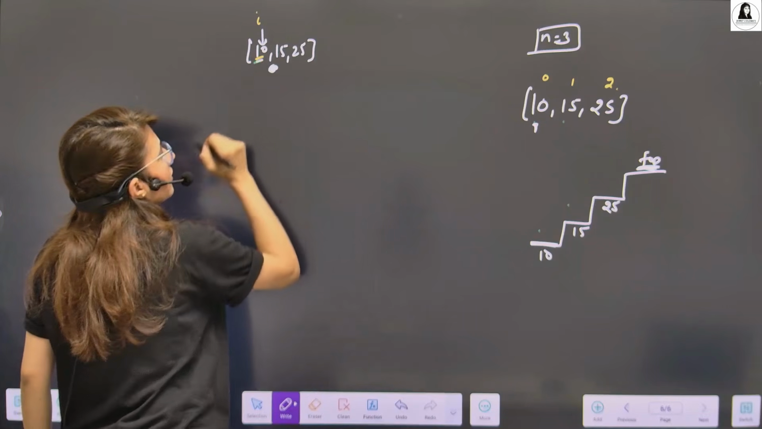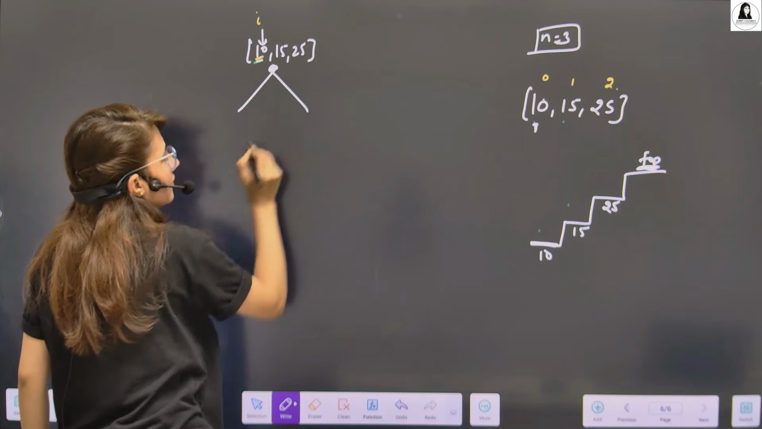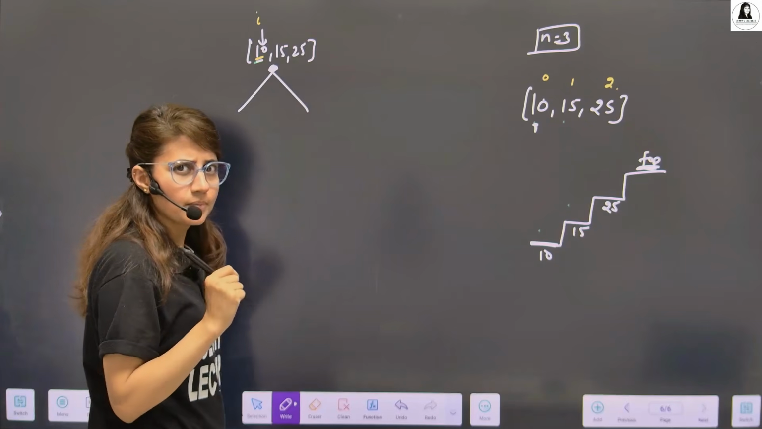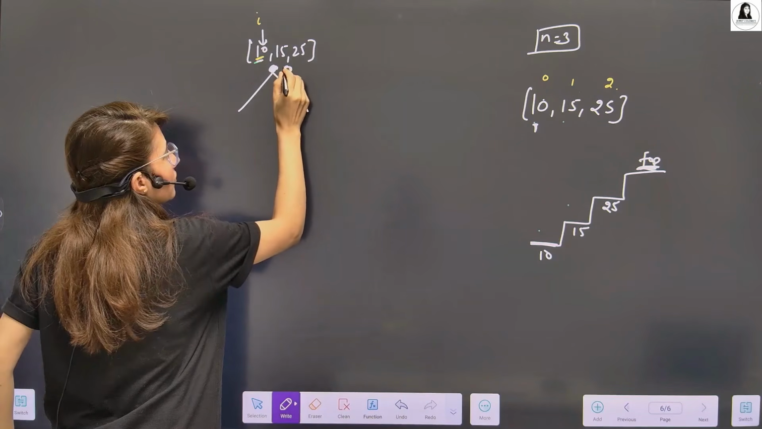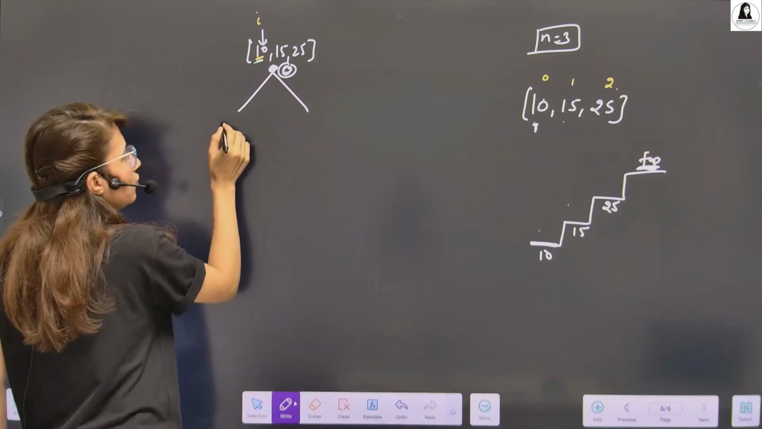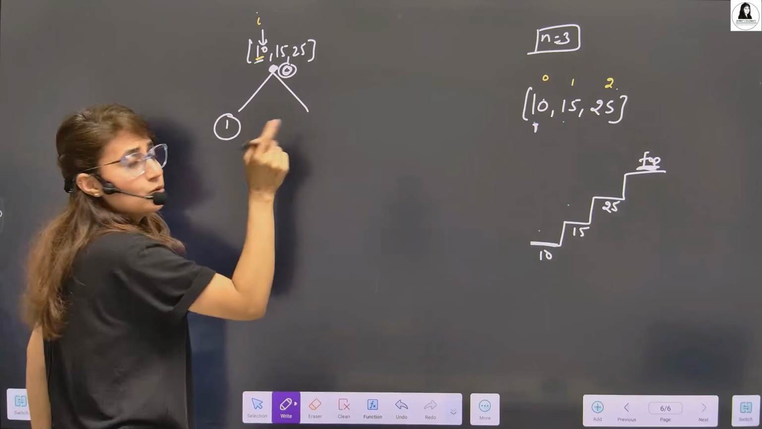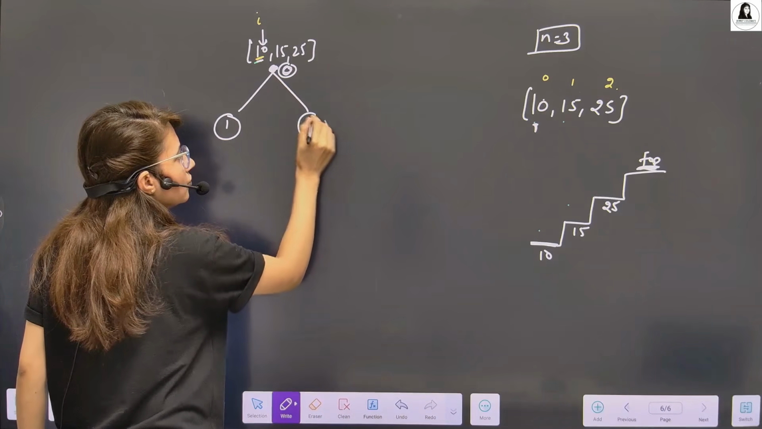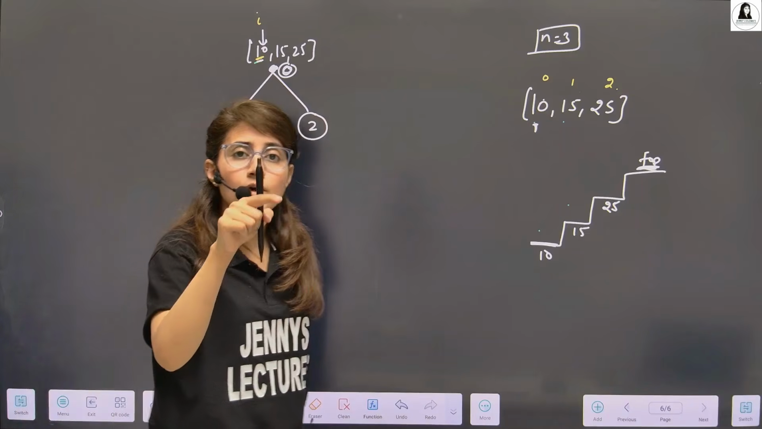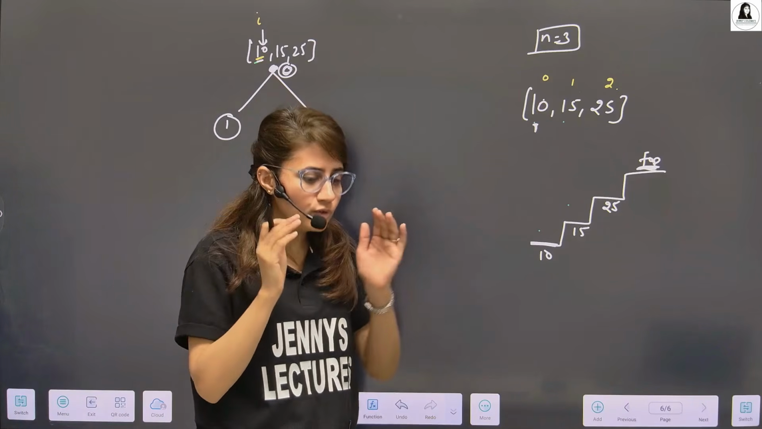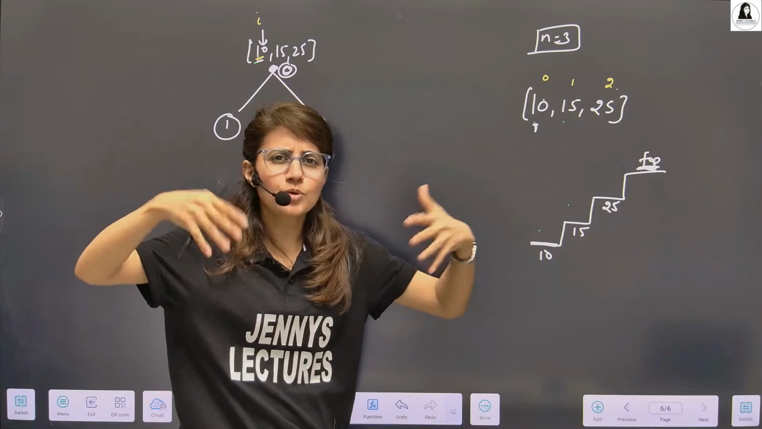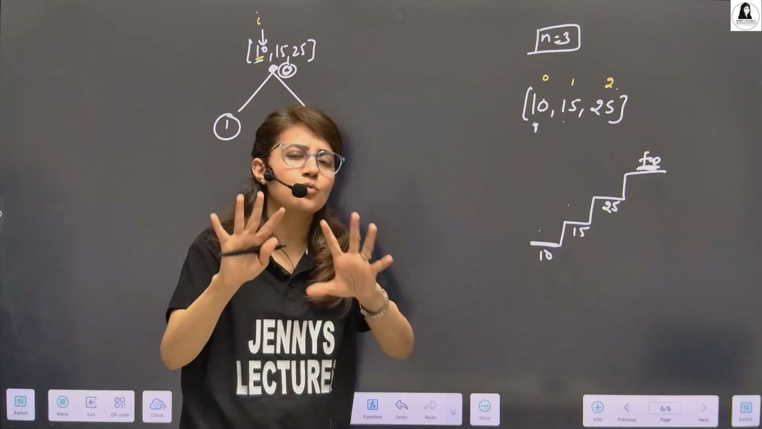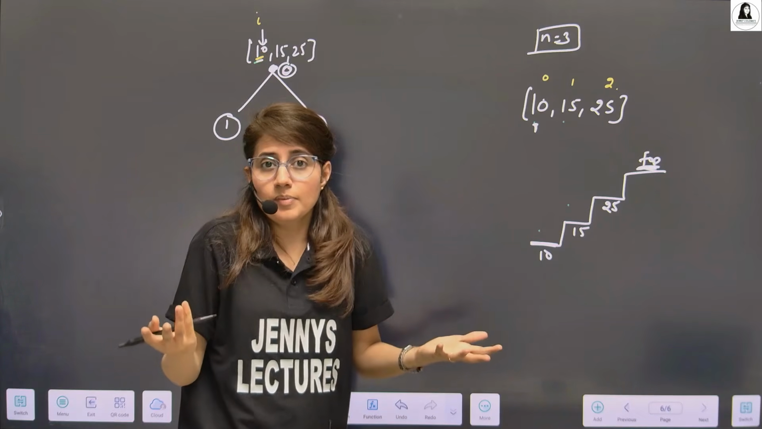I will start from here. I can take 1 step or 2 steps. When I start from 0 and take 1 step, I reach index 1. If I take 2 steps, I reach index 2. You have choices and have to take a decision at every step, and you have to find the minimum. So we explore every path and then decide which is minimum. So it's kind of DP.